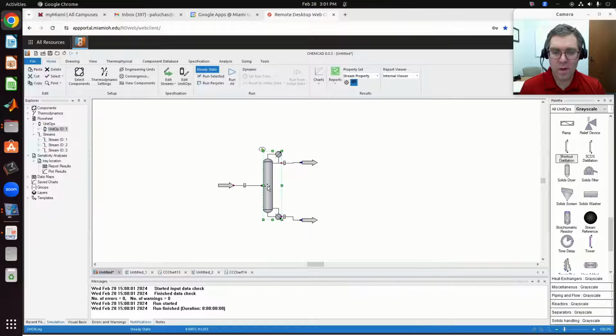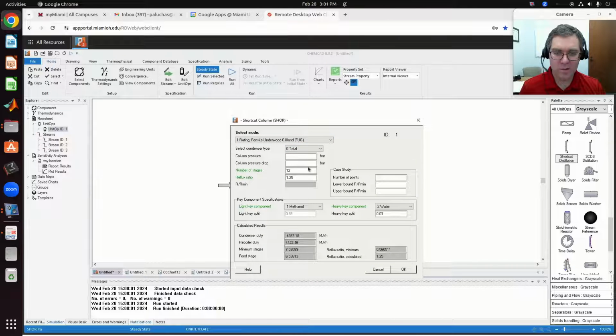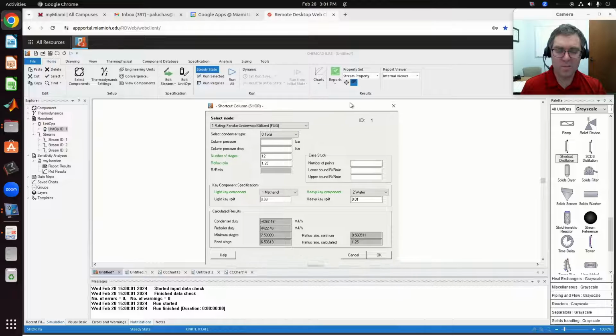Cool. In order to do that, right, now it's filling in some details. So we said we had 12 stages, a reflux ratio of 1.25. So it calculates the condenser and reboiler duty, the minimum stages, and then the optimal feed stage would be stage 6.536, which is about where we were last time when we varied the feed tray location in that rigorous SCDS column. Okay, so what do we get out of all of this?